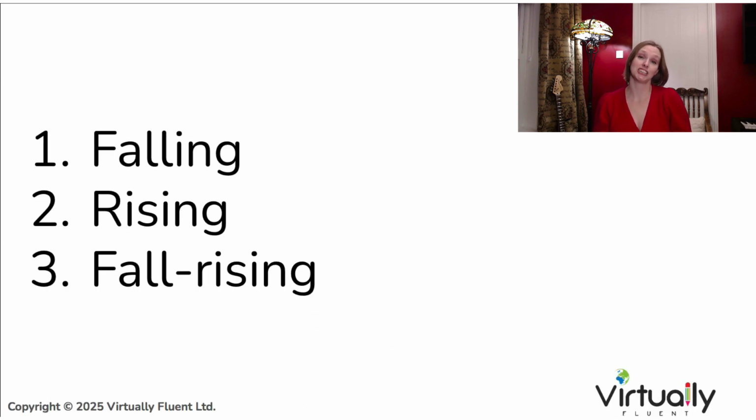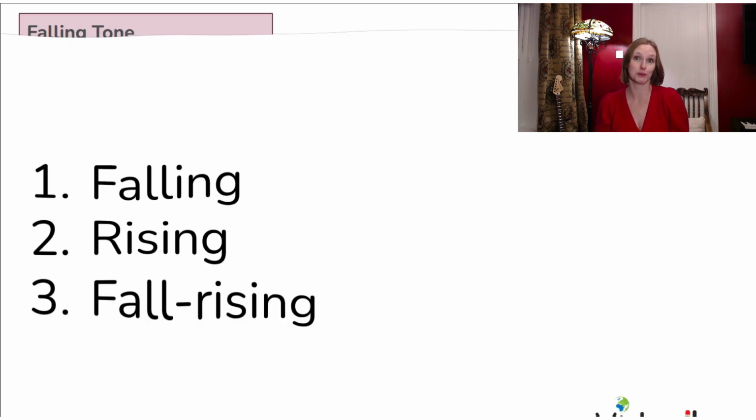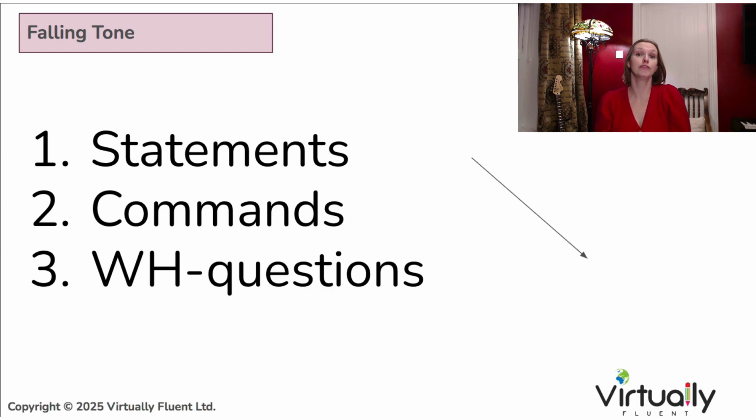In English intonation, there are 3 important patterns that you need to know. We have falling, rising, and fall rising. So let's have a look at all 3 of those now with some examples. If we start with our falling tone, which is where the voice drops at the end of a phrase or sentence, this generally expresses that we are sure of something. An idea is finished and complete. And this is used in particular for 3 situations: statements, commands, and WH questions.